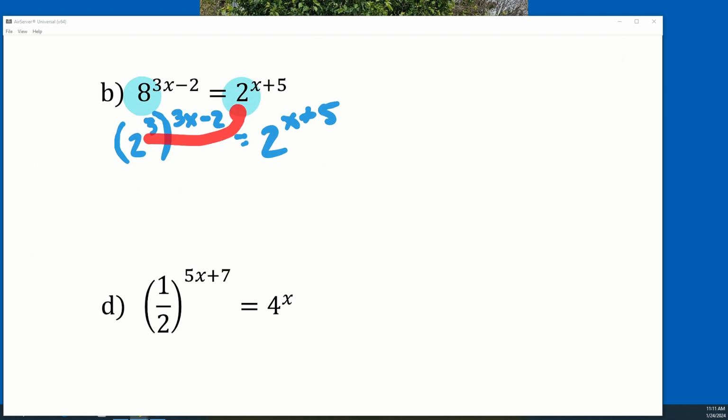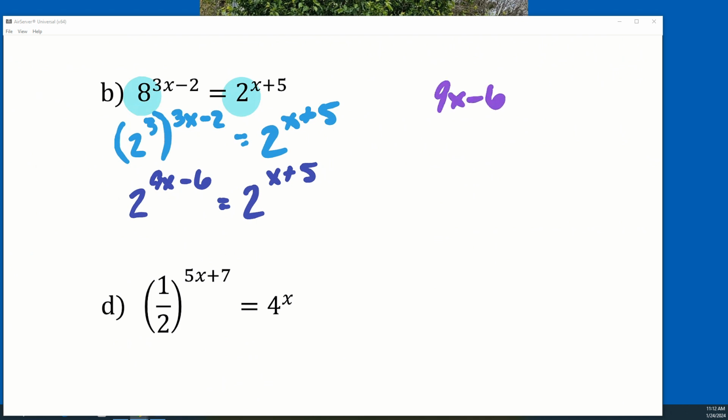All right, and then this goes back to one of the properties on the front. When you have a power raised to a power, you multiply those powers together. Now, some of these things I think you can do in more than one step, but I don't want you to get confused on your notes. All right, so once they have the same base, you can just set the exponents equal and solve for x.